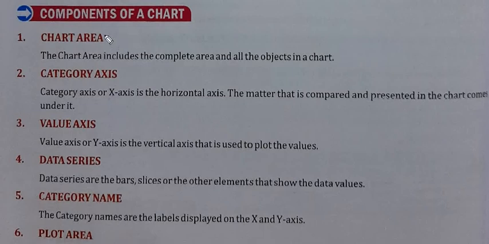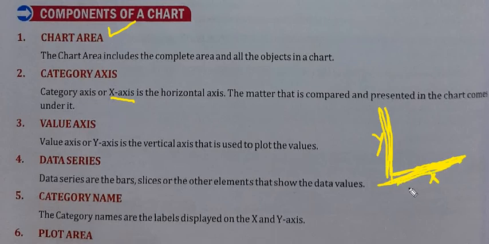We can say that we understood the chart area. The chart area includes the complete area and all the objects in a chart, right? Category axis, what is the category axis? We call the x-axis the category axis. We created a chart, so this is the x-axis. This x-axis is known as the category axis. This line is the category axis, and this y-axis is known as the value axis.